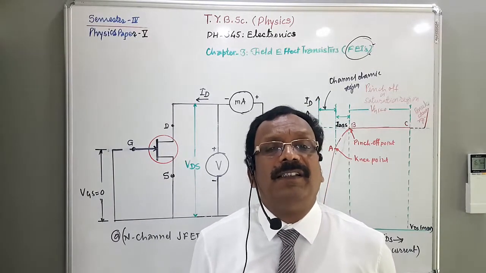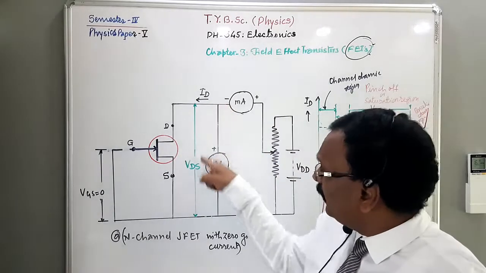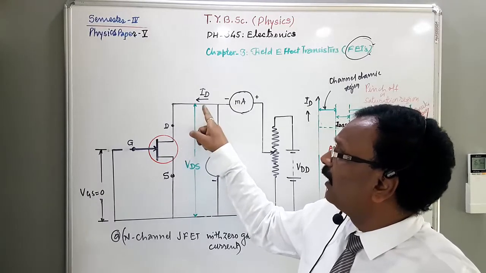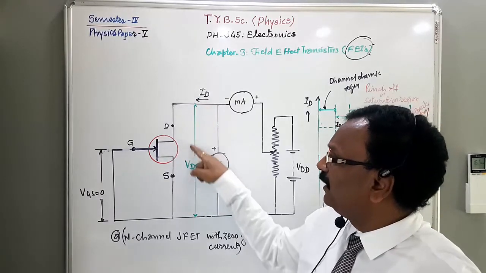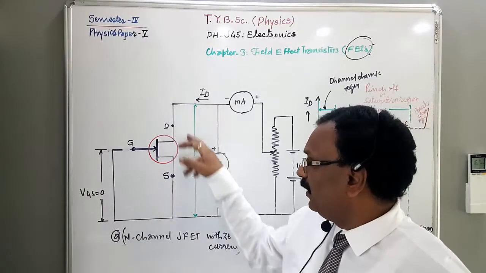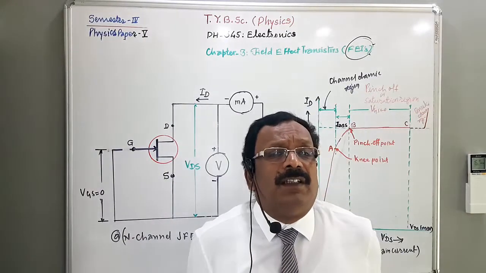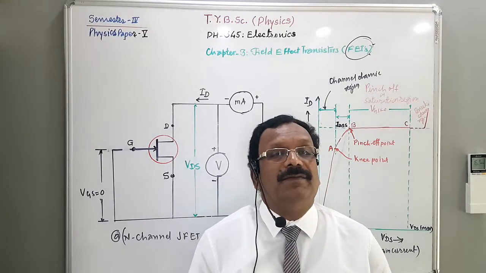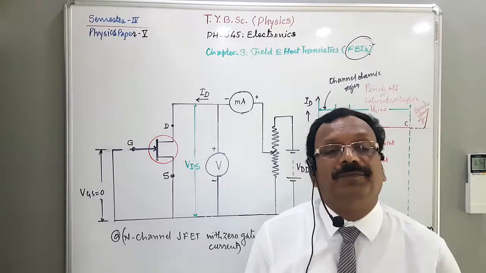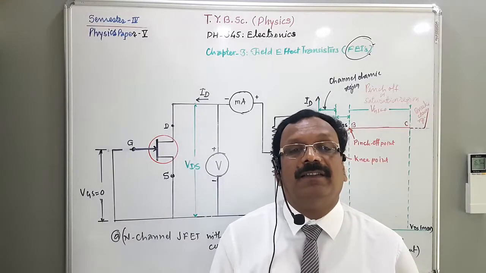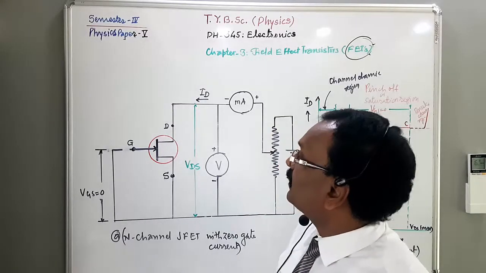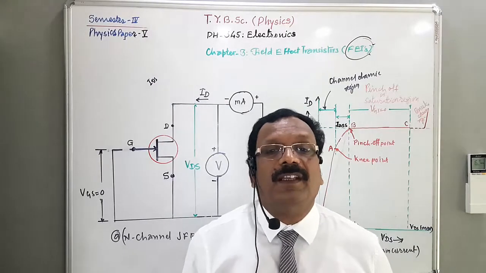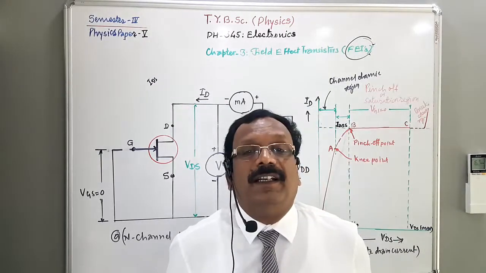And the conventional direction is indicated in this way. Electrons flow from this point to this point, source to drain, and the direction of conventional current is like this. The conventional current is flowing in this way. So the value of drain current is now maximum, and drain current is designated IDS, saturated drain current.